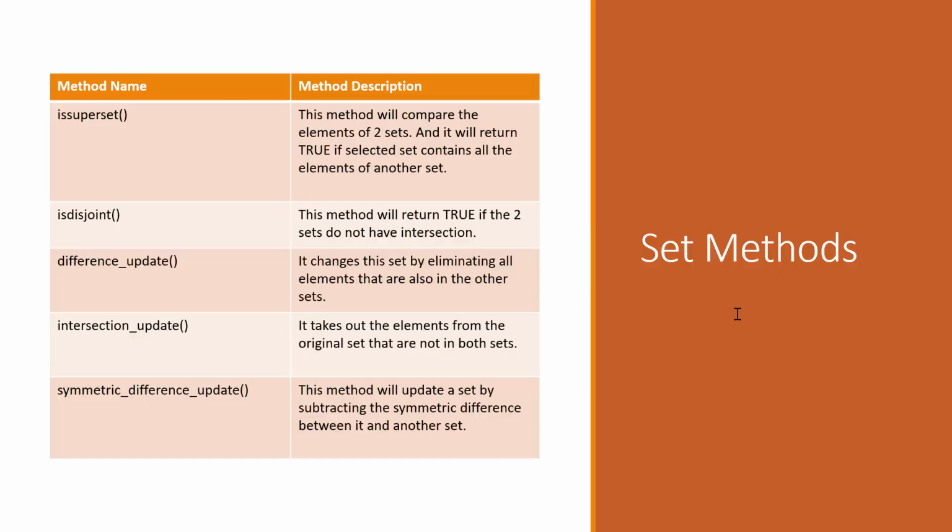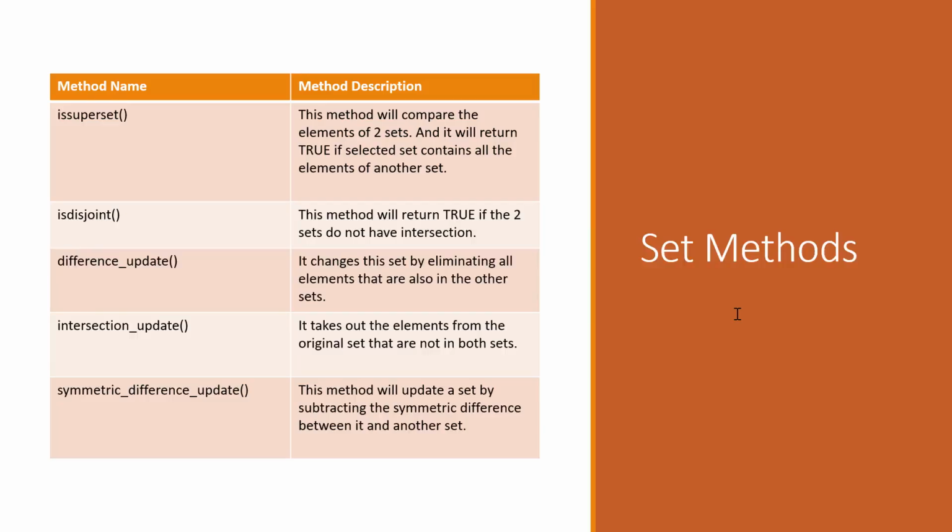The very first method in this list is issuperset. This method will compare the elements of two sets, and it will return true if the selected set contains all the elements of another set. So it will basically return the result as a boolean value. Then we have the isdisjoint method. This method will also evaluate two sets, and it will return true if both the sets do not have any common elements, or we can say they do not have any intersection.